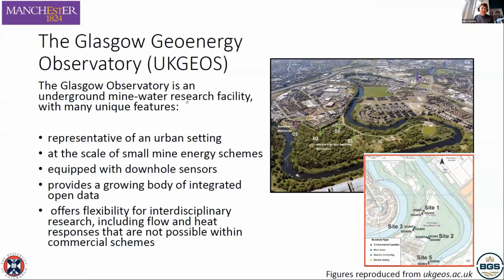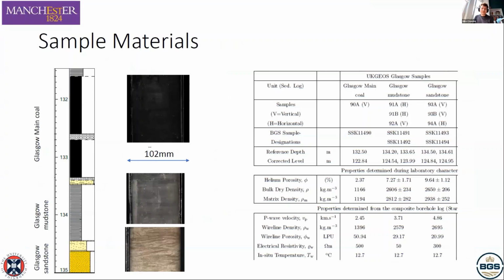So I won't go back over what the Glasgow UK GEOS Observatory is, but this is the site that we gained samples from. And the rock samples that I have are from the Glasgow mudstone and sandstone, as I've just called them. They're the mudstone and sandstone that directly underlie the Glasgow main coal at a depth of about 130 meters.